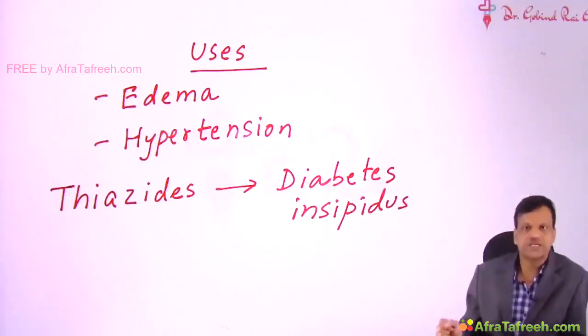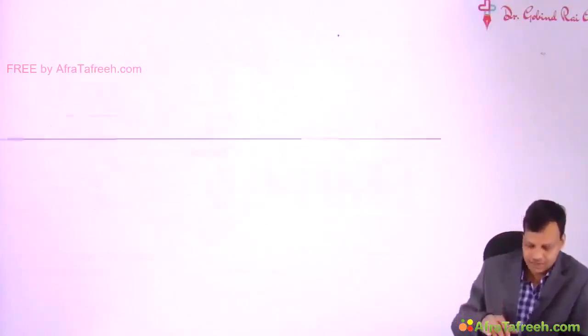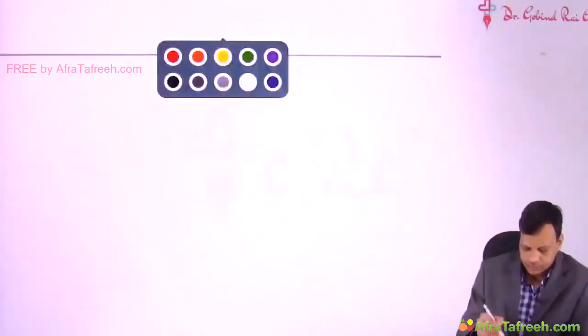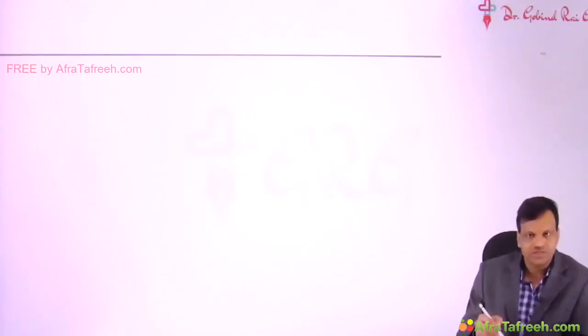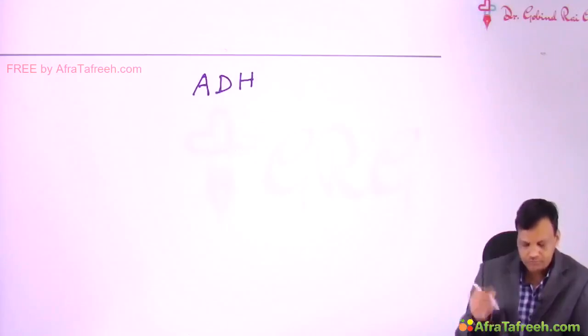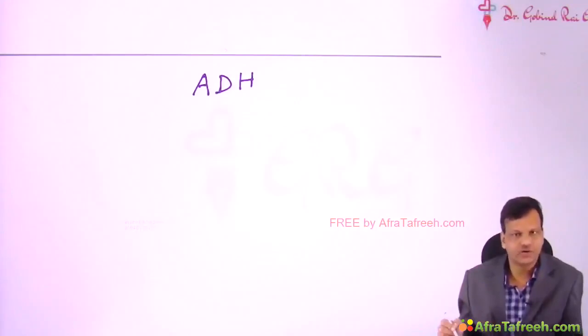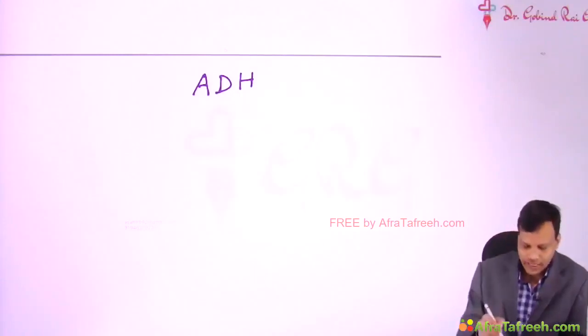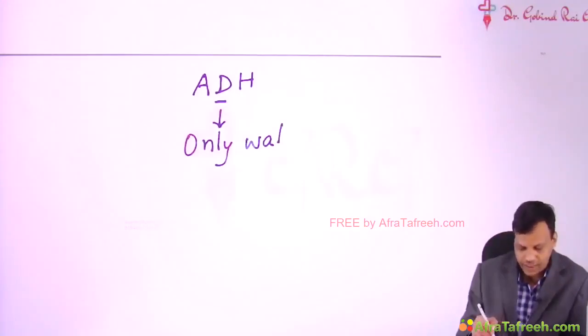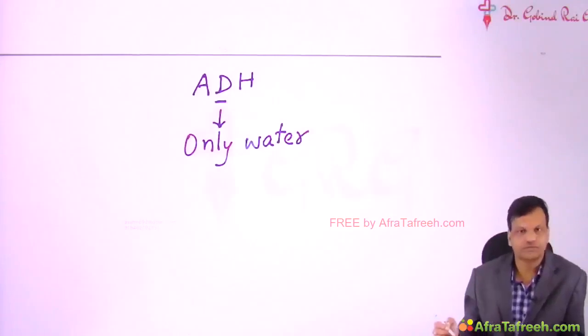For understanding, first we need to know what diabetes insipidus is. From the hypothalamus, posterior part of the pituitary, there is a release of antidiuretic hormone. What is the function of antidiuretic hormone? To retain sodium, or to retain only water? Antidiuretic hormone does not retain sodium and water. The function is to retain only water.